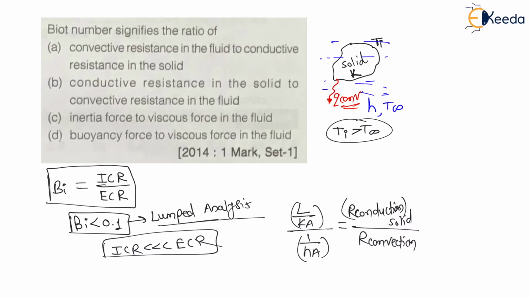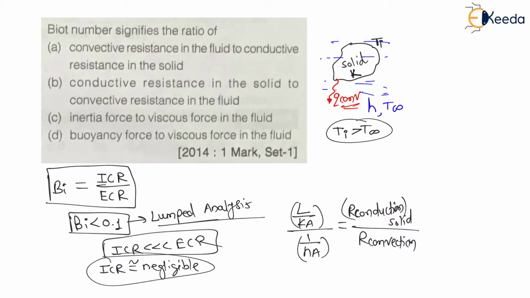Therefore, simply we can say whenever it is a lumped analysis, the Biot number is very small, so the internal conduction resistance is very small as compared to the external convection resistance. Therefore, we can ignore this internal conduction resistance. It is almost negligible. Therefore, my dear students, the definition of lumped analysis is that the Biot number is less than 0.1 and the internal conduction resistance is negligible, then it is called lumped analysis.